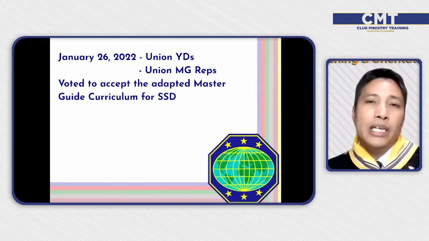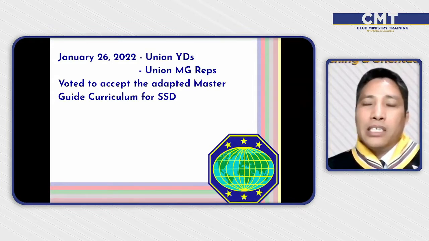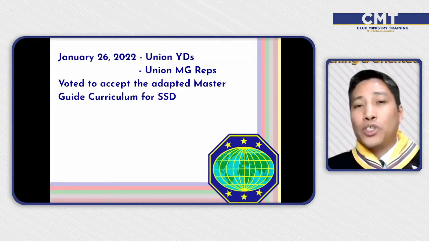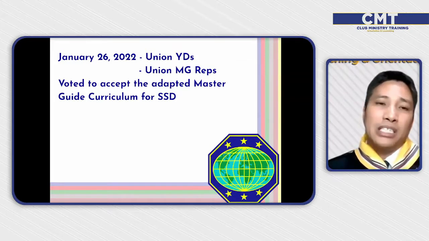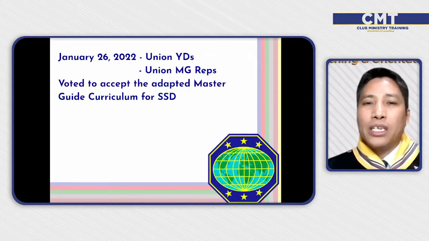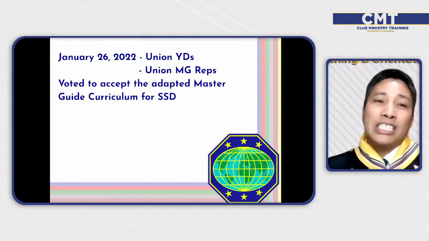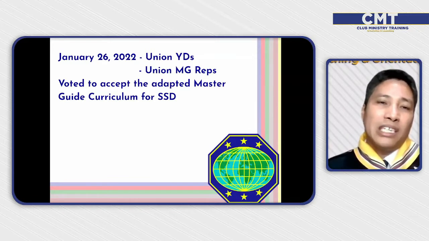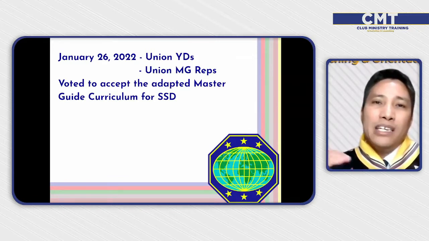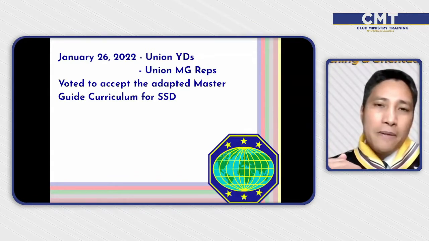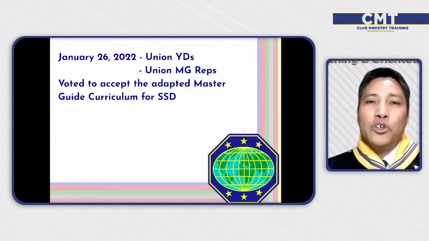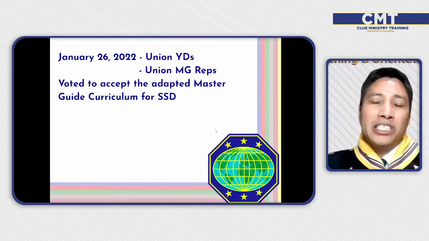And yours truly is the SSD Master Guide Coordinator. So together with the other Master Guide representatives, we voted and the Union Youth Directors to accept the adapted Master Guide curriculum for SSD. That means that from the time it was voted on January 26, it will be implemented right away once the unions will start that implementation in their different territories.